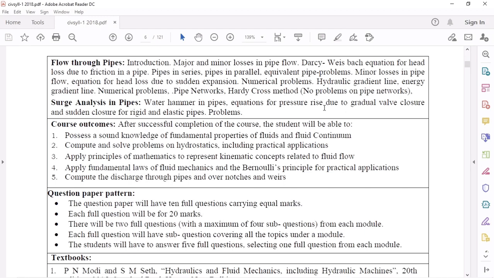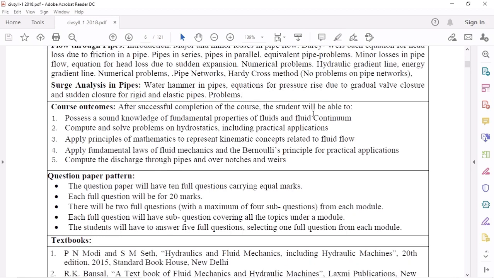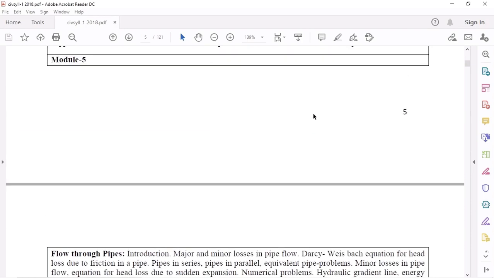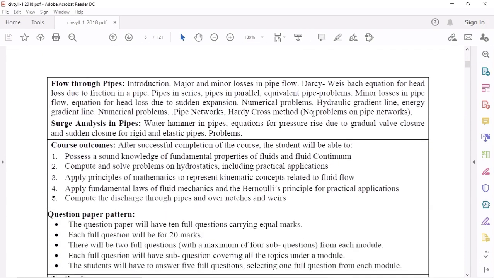The main agenda of modules 4 and 5 is to calculate the discharge, okay. It may be through notches or weirs or it may be through pipes. So all this knowledge from module 1 to 5, you will learn and then you will know it.